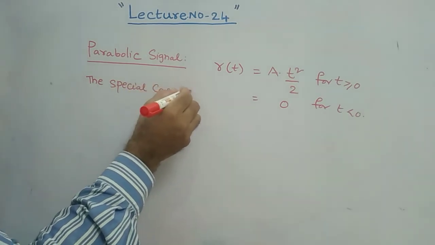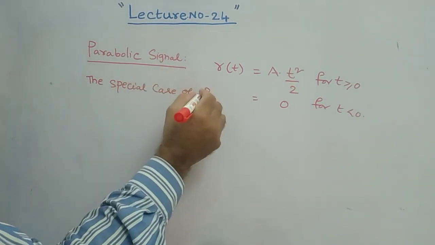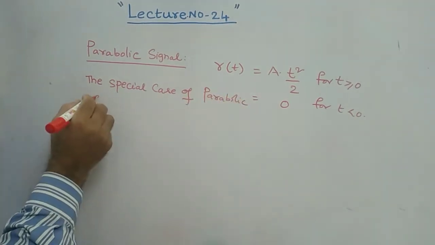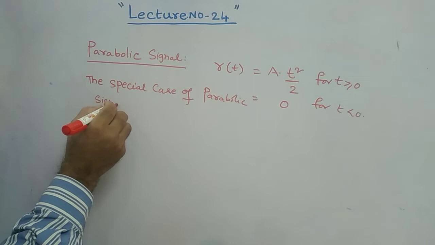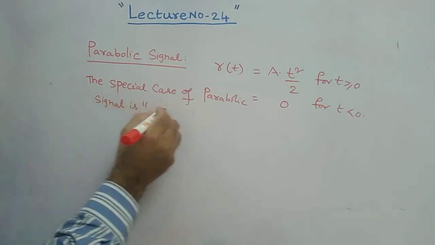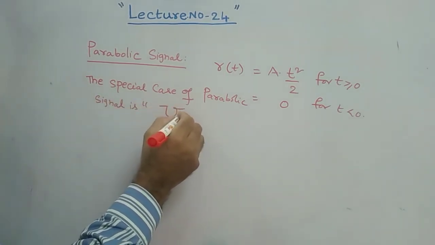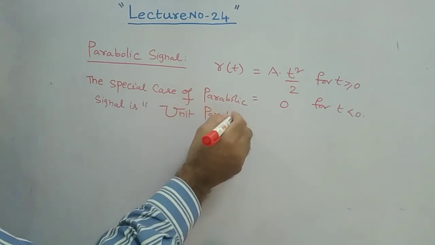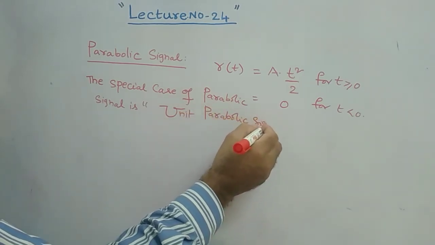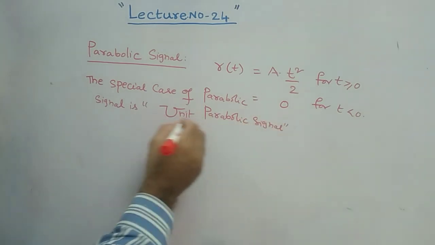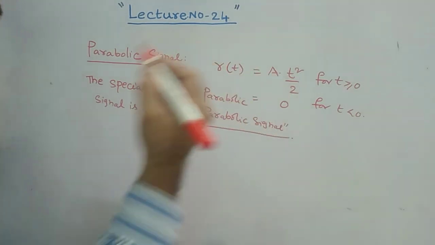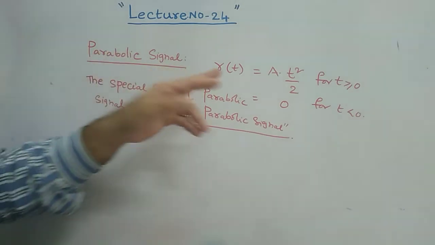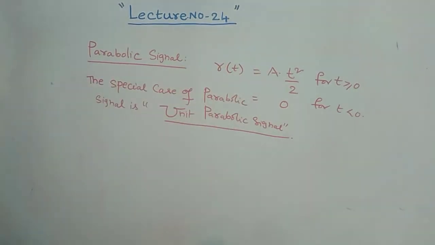The special case of this parabolic signal is the unit parabolic signal. What is a unit parabolic signal? Same as we have seen in the previous ramp signal, unit is nothing but the magnitude becomes 1.